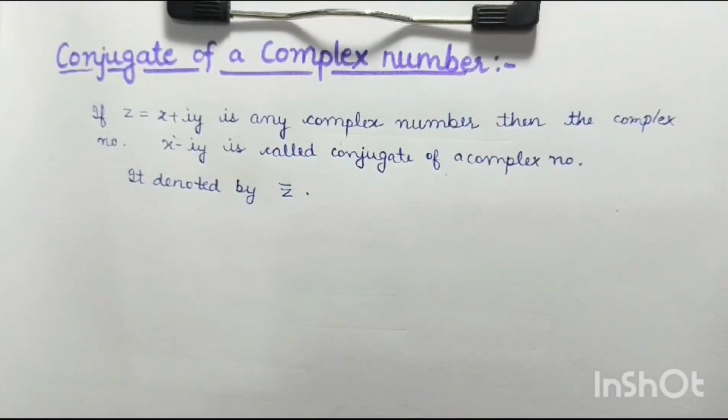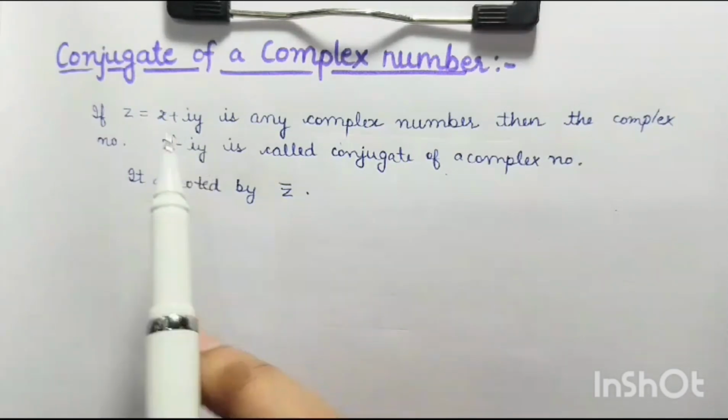So in the last videos we discussed inverse circular functions, what complex numbers are, and some of their properties. Today we are going to study the conjugate and the modulus of a complex number. First, what is the conjugate of a complex number? If z is x plus iota y, any complex number, then the complex number x minus iota y is called the conjugate of the complex number.